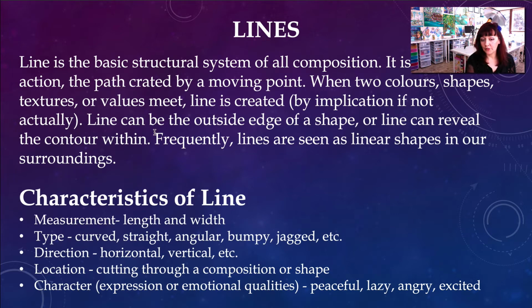Line could be the outside edge of a shape, or line can reveal the contour within. Frequently, lines are seen as linear shapes in our surroundings. And as I just mentioned, the characteristics of lines: the measurement, length and width; type, they could be curved, straight, angular, bumpy, jagged; direction, horizontal, vertical, or diagonal; location, they can cut through a composition or a shape, or they could be creating a border around your composition.